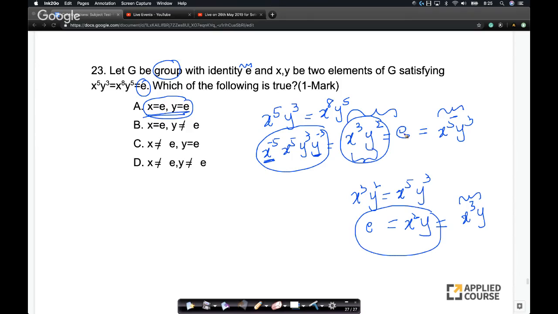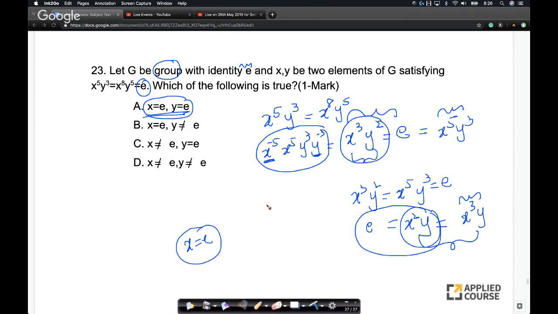So we got e equals x^3 y^2. That's good, right? So x^3 y^2 equals x^5 y^3 equals e. From this we got e equals x^2 y, so these cancelled out, leaving x^2 and y. Now if I can prove that x^2 y is equal to x^3 y, then I can prove that x equals e. So I'm trying to prove whether x equals e or not. Let me see how I can do it.